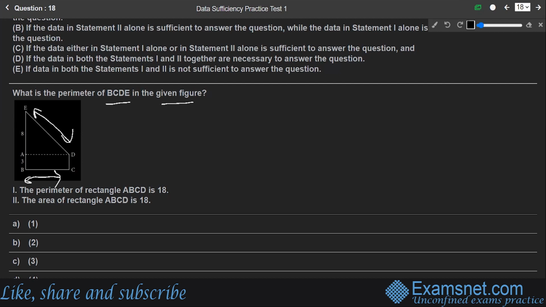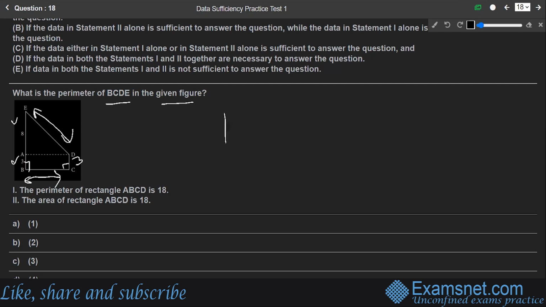What information is given to us? This length 3 is given, this length 8 is given. Clearly they are 90 degrees, that is a right angle. So DC value also becomes 3. They are 90 degrees, it is a rectangle, so obviously if the opposite side is 3, this side also has to be 3. Now the perimeter of rectangle ABCD is 18.